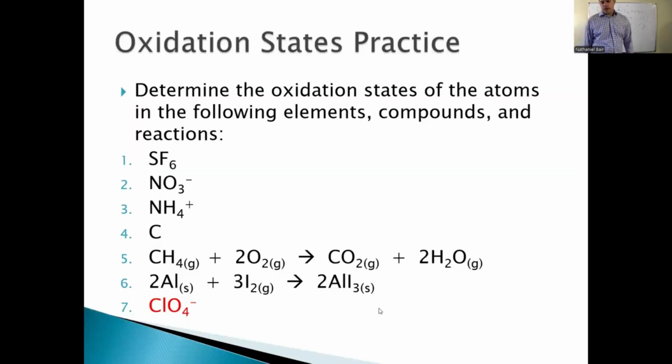Try number 6 here. This is a synthesis reaction. So this reaction here, aluminum plus iodine goes to aluminum iodide. You got this, folks. Assign all oxidation states, and then tell me who got oxidized, who got reduced.